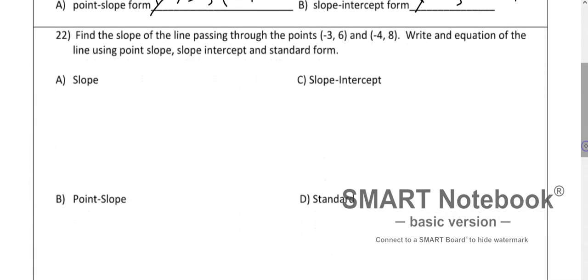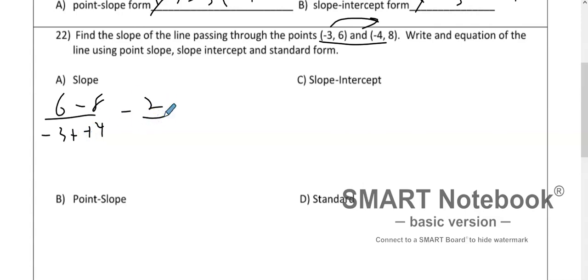22. Find the slope going between these 2 points. Okay, I'm only going to do it once this time. So I'm going to do this direction. So that's going to be 6 minus 8 and negative 3 minus negative 4. Immediately I'm going to turn that into plus. So my slope is negative 2 over 1. Okay? Or just negative 2. Either one of these answers is fine.